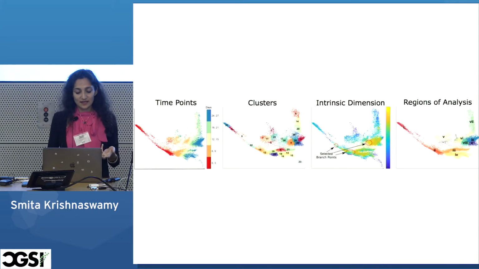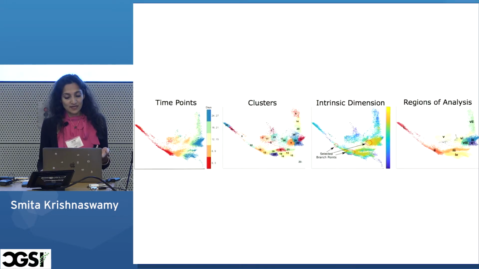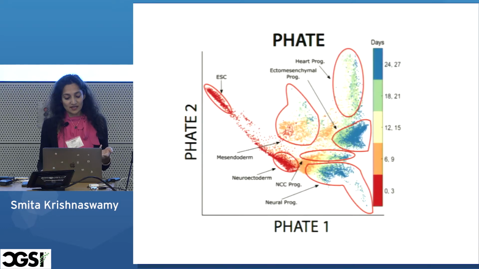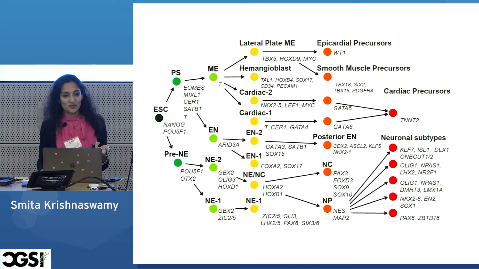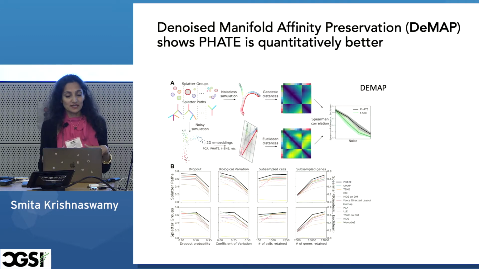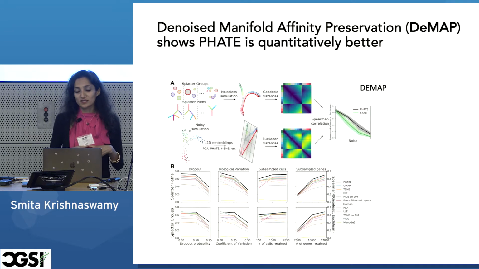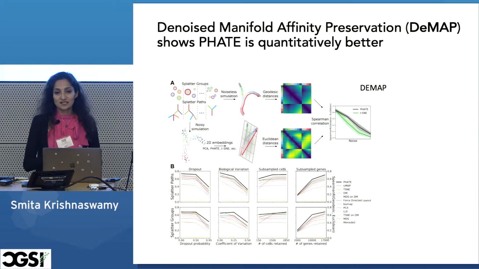And likewise, on our embryoid body data set, we can see a lot more structure, and we can find different intermediates in differentiation. We can draw this beautiful tree that I'm not going to go into. But we were thinking, how do we really tell that PHATE really keeps more global structure than other things? And this again has to do with ground truth.